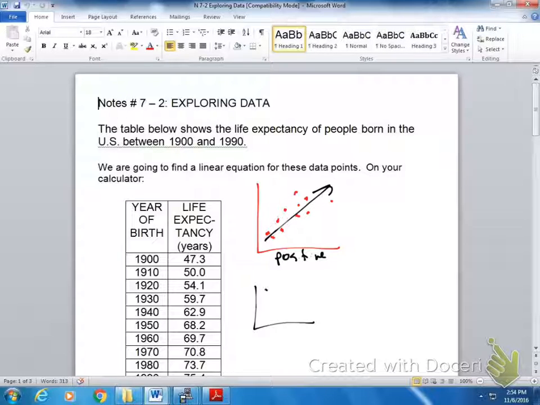Say it was the reverse and it looks something like this. I'd say it's a negative correlation, and I would draw the line like that. So we'll read the directions and it'll tell you, but make sure that you draw those correctly. Another one's probably going to give you a graph. Let me get rid of these.